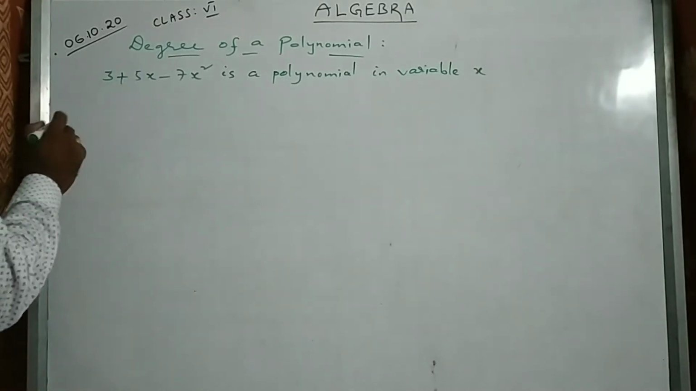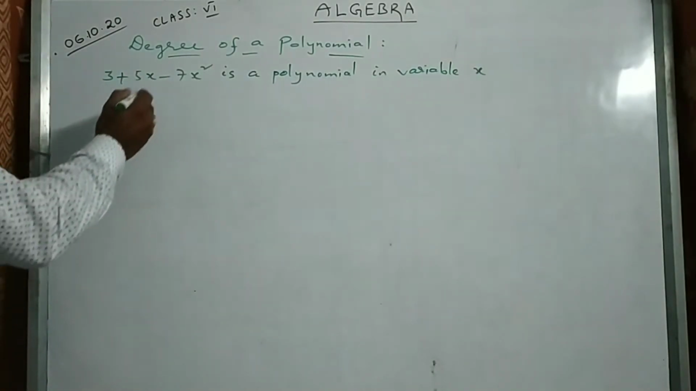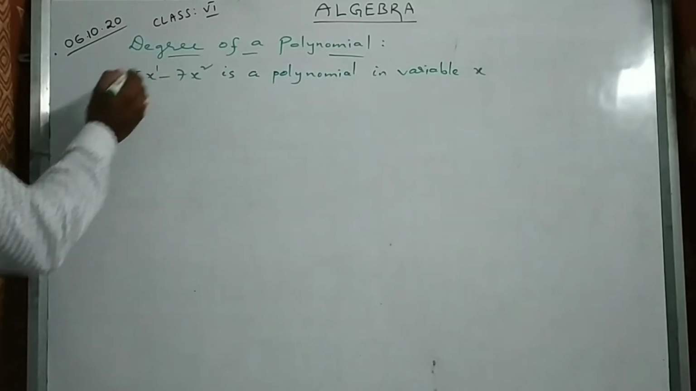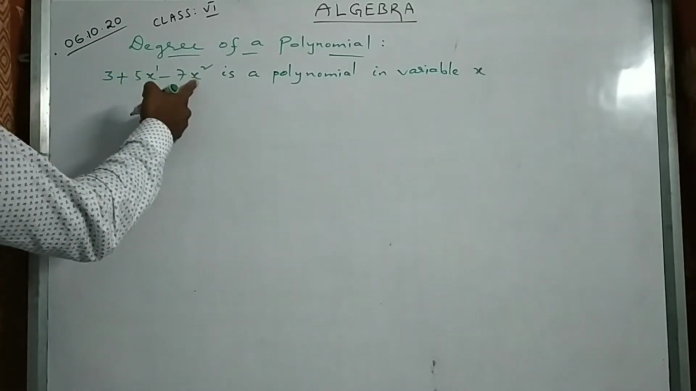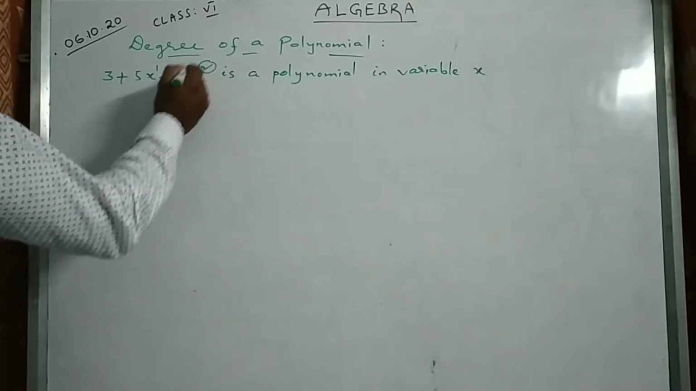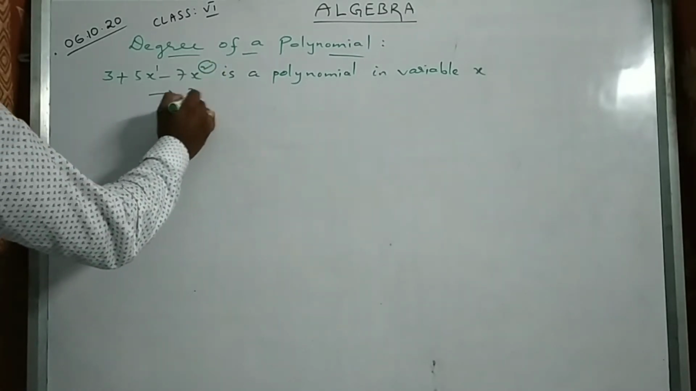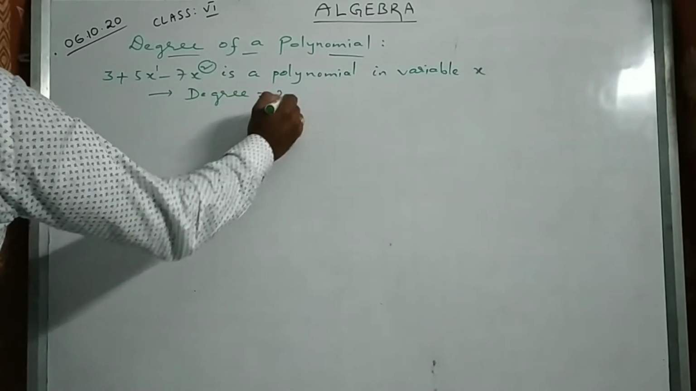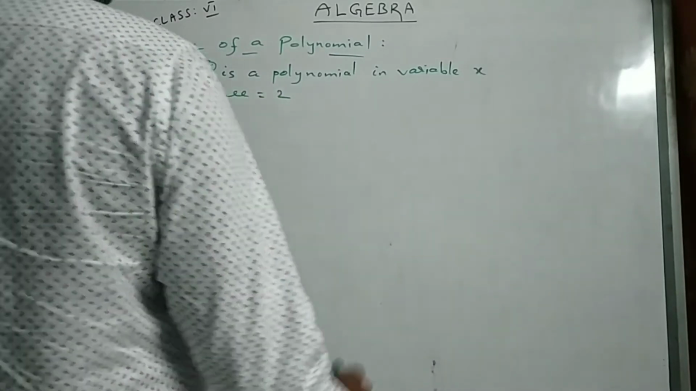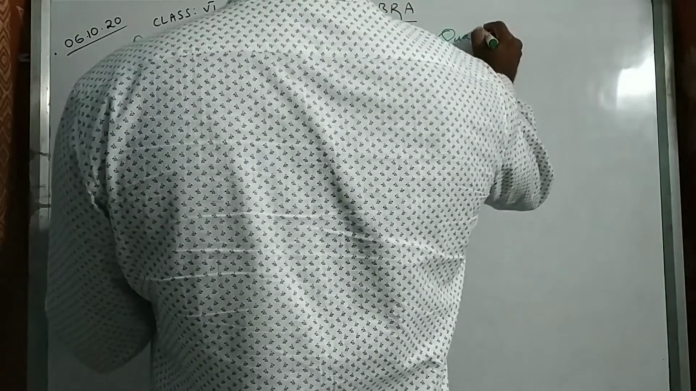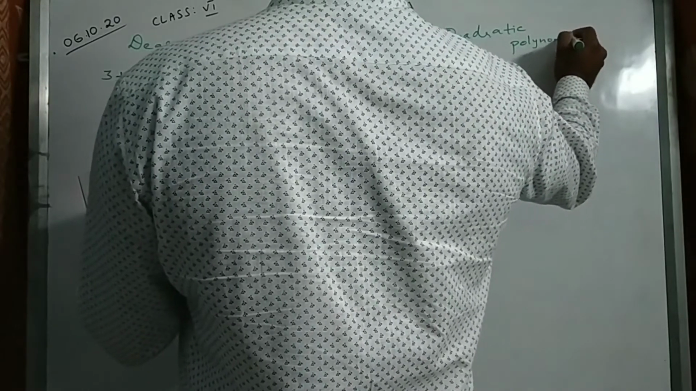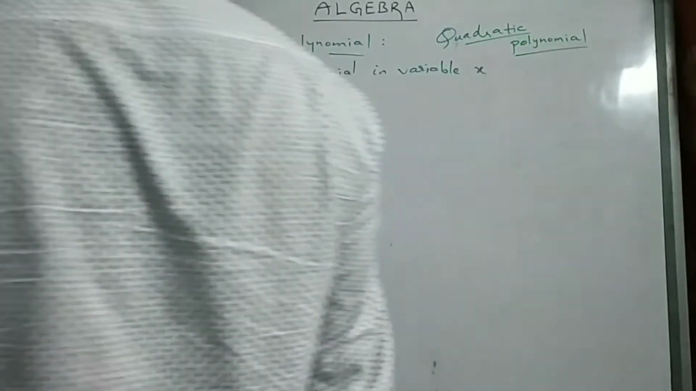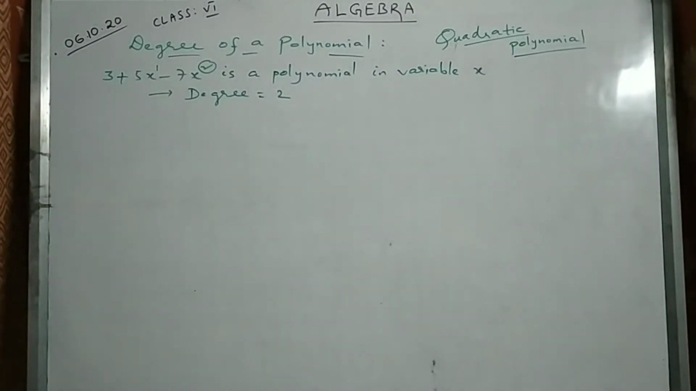In the variable x, where no power is written, we consider it as 1. Among the variable powers, what is the highest here? 2. So that is called the degree of the polynomial. Degree is 2 here. That is nothing but a quadratic polynomial. How do we read this? Quadratic polynomial. A second degree polynomial is read as a quadratic polynomial.